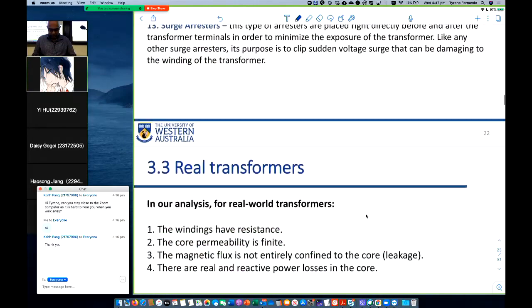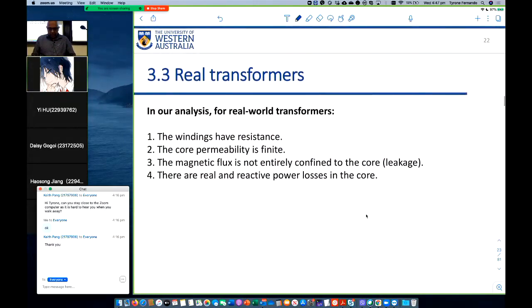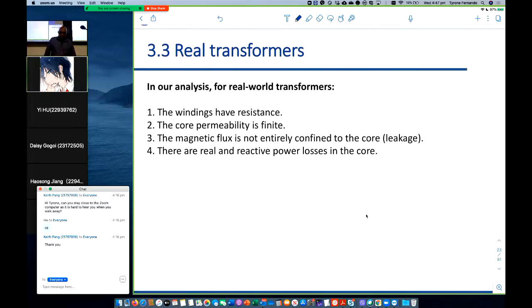Right. So with real transformers in our analysis, we will assume that there is winding resistance. So we're no longer going to assume the winding resistance is 0. We will not assume the core permeability is infinite. We will assume it is finite. So the reluctance won't be 0, right? Reluctance will be some value.